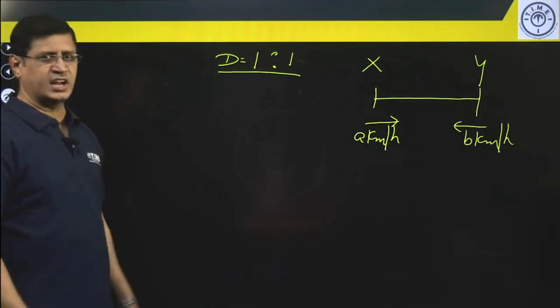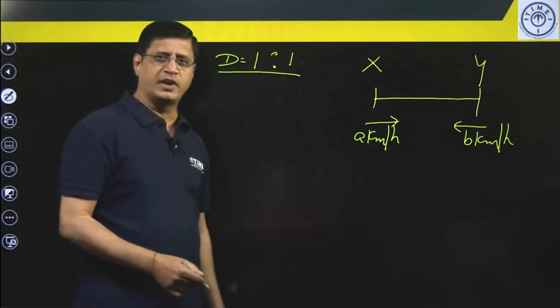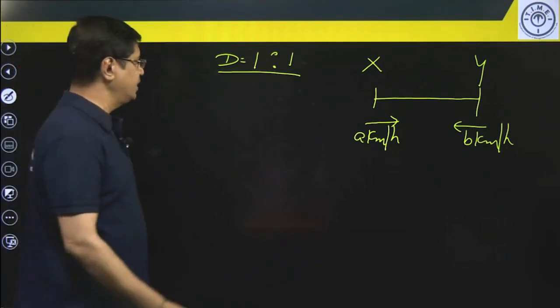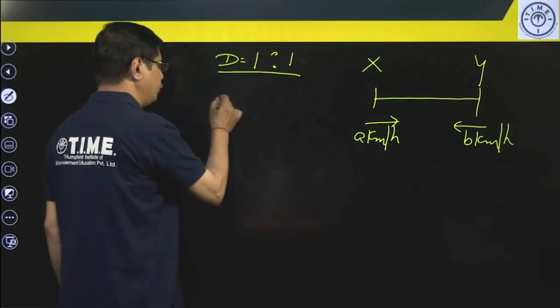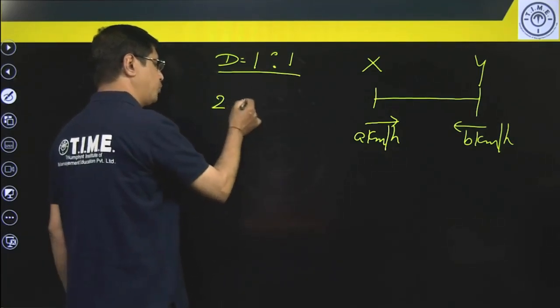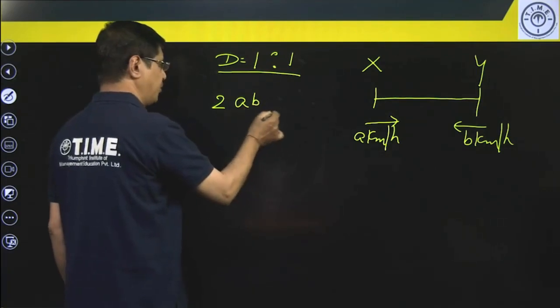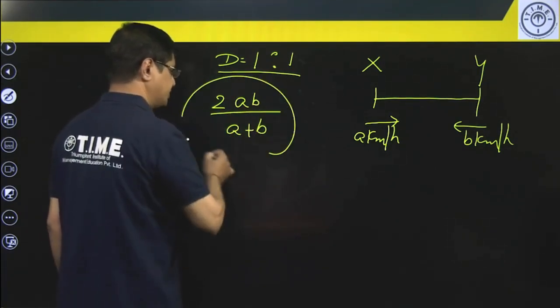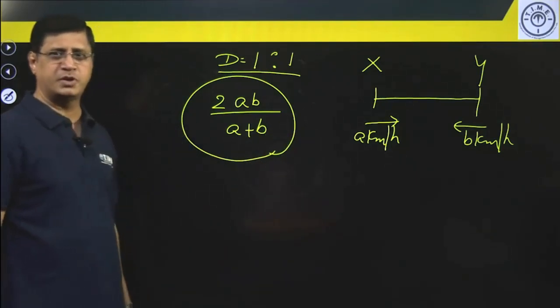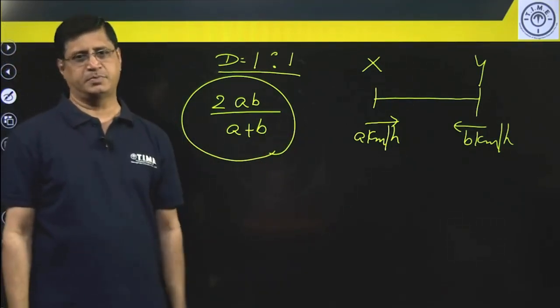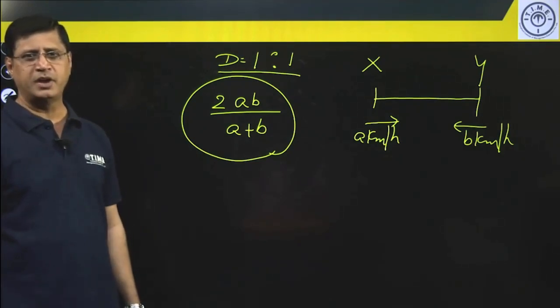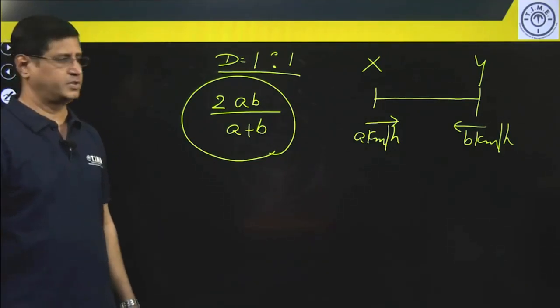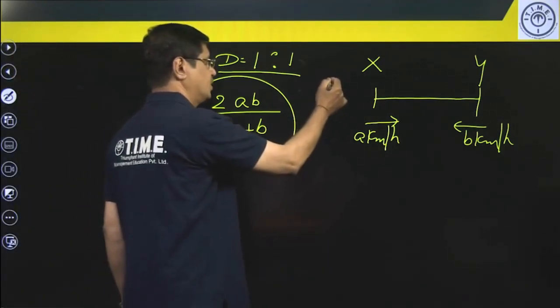When the distances are equal, covered with two different speeds, then we can find average speed by using 2 into product of the speeds by sum of the speeds. This is a simple formula to find the average speed using only one step. 2 into product of the speeds by sum of the speeds. This is one example.